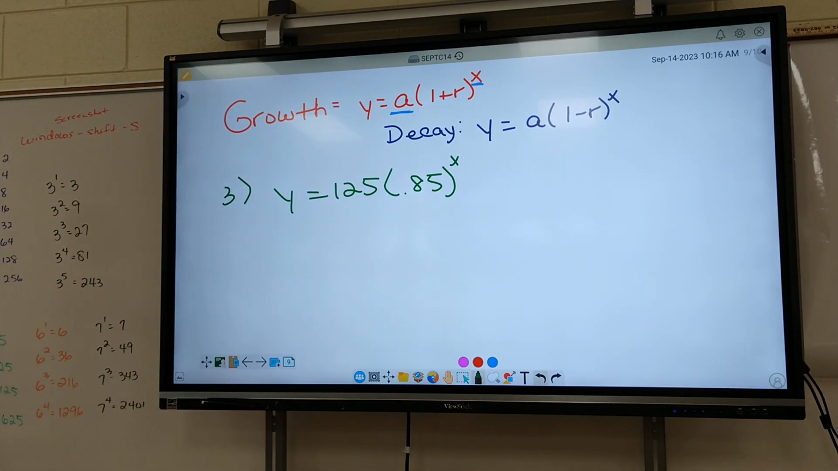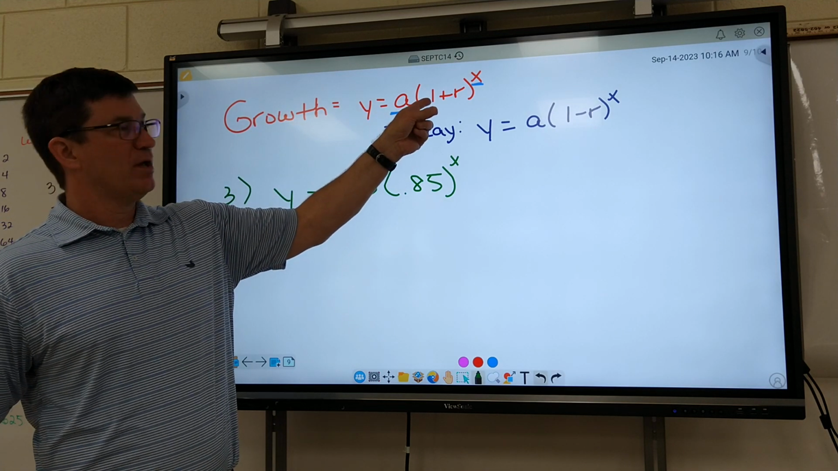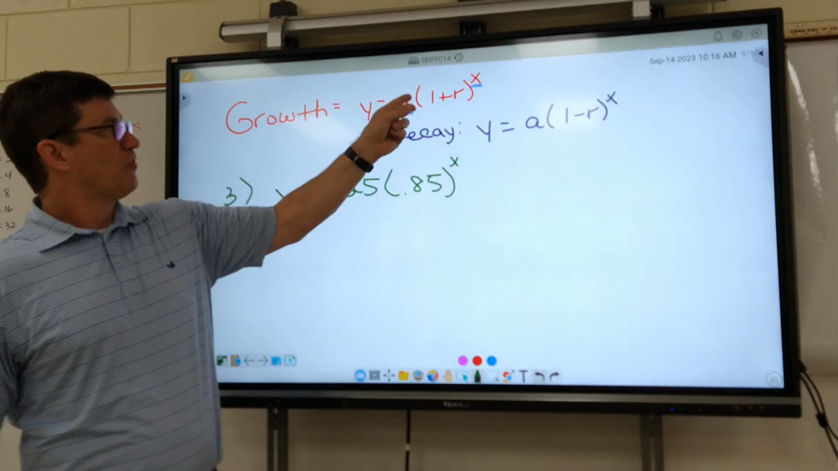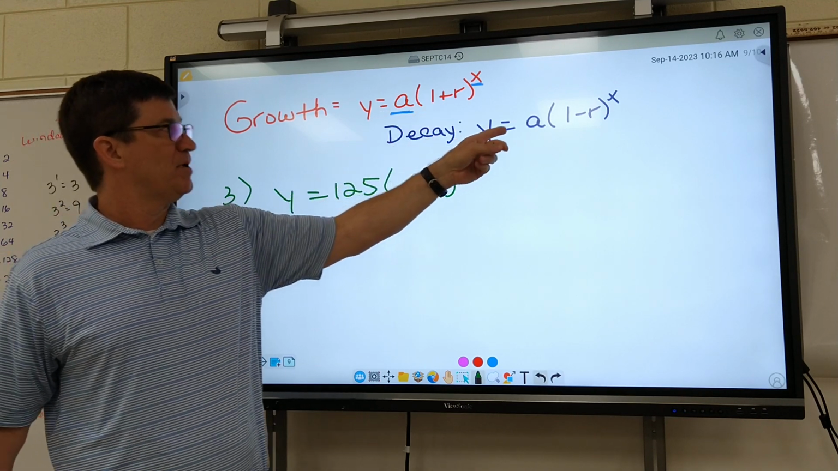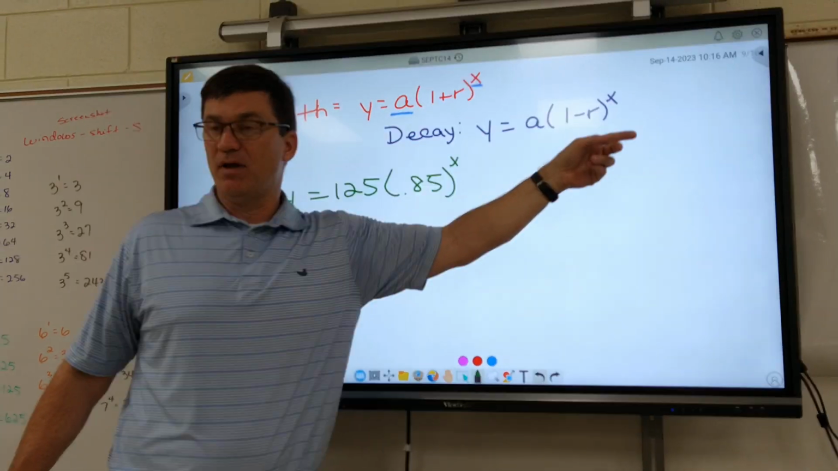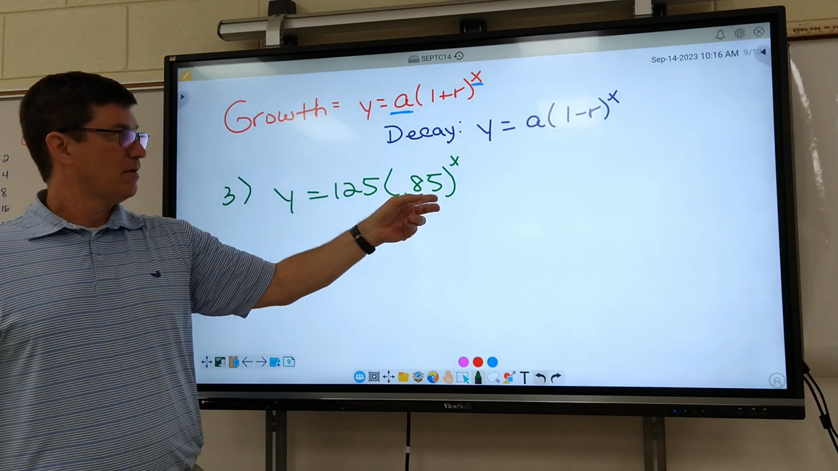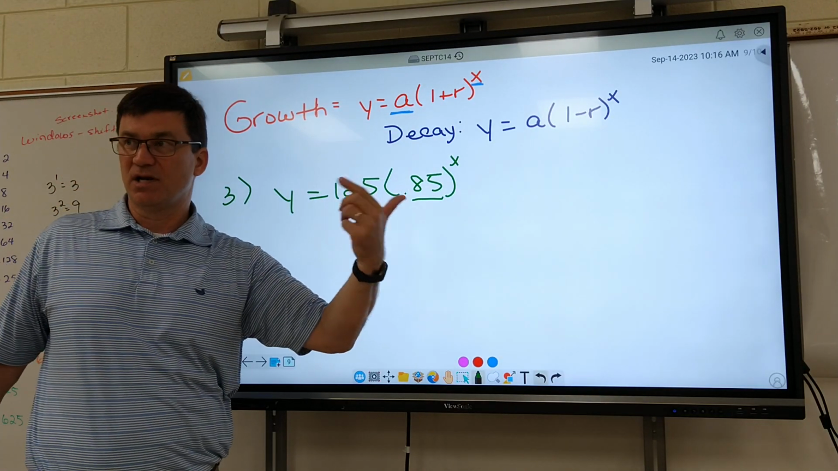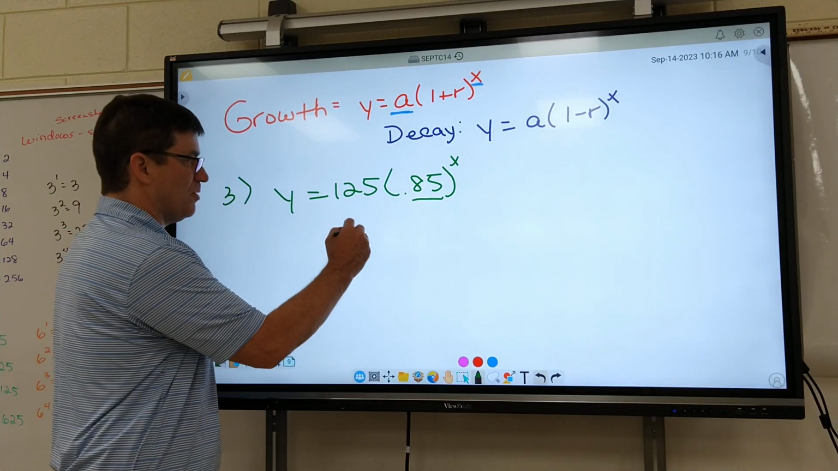All right, number 3. They are asking you on number 3, is this a growth problem or a decay problem? There's a way you can look at that right now and tell if it's growth or decay. All right, look, growth starts with 1. Think of it as $1. Growth starts with $1 and goes up. Decay starts with $1 and goes down. How much money is that? 85 cents. So it's clearly gone down, so this is a decay problem.